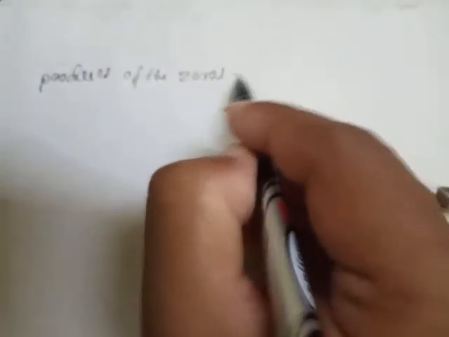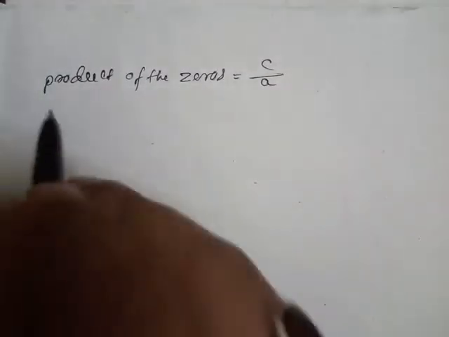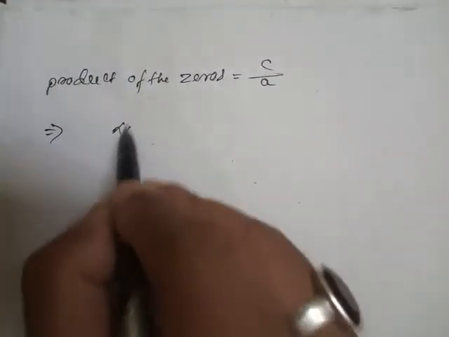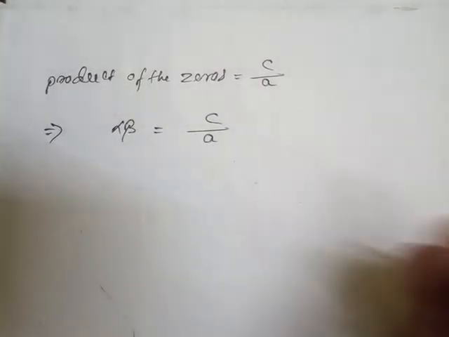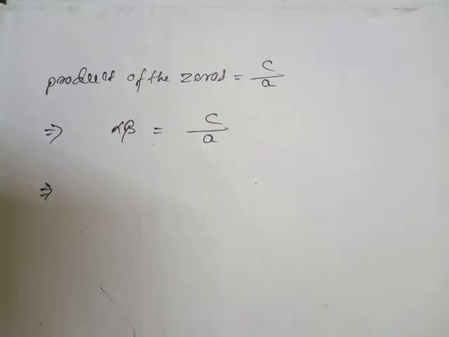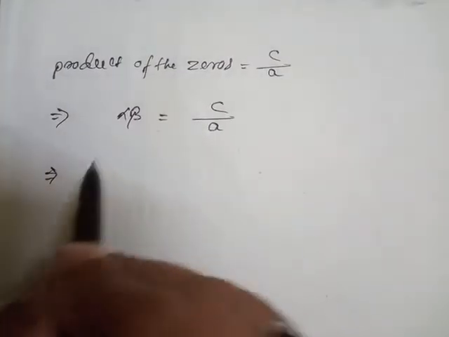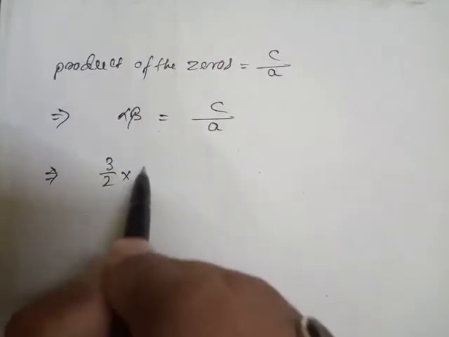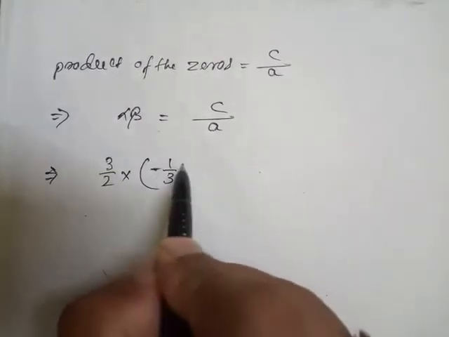Product of the zeros. Product of zeros equals c by a, the formula. So if it is the formula, then we can say here that alpha into beta equals c by a. Now look, again here we'll use the formula for alpha and beta. So what is the value of alpha here? Alpha is 3 by 2 and beta is minus 1 by 3.